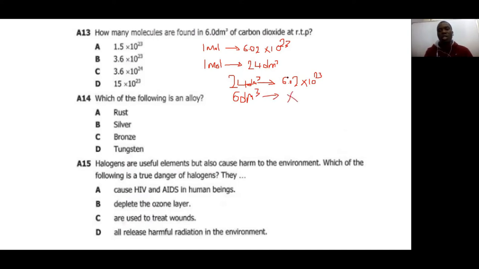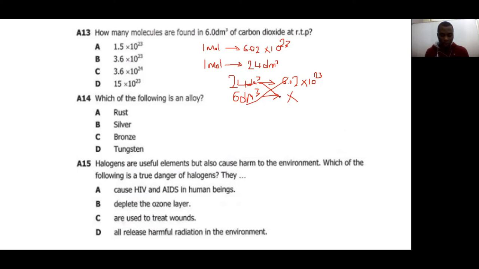So when we make our equation here, we are supposed to cross multiply. So we can just go to the calculator and do that. We're going to have 24x being equal to 6.02 multiplied by 10 to the power 23, being multiplied by 6. So when you multiply this one by 6, we have something like 3.612 times 10 to the power 24.